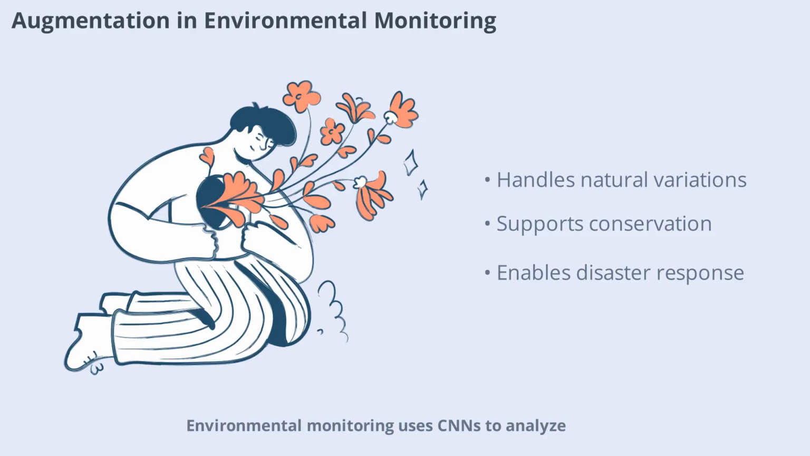Environmental monitoring uses CNNs to analyze images of natural scenes and detect changes. Data augmentation helps models handle variations in weather, lighting, and landscape, ensuring accurate monitoring and timely detection of environmental changes. This supports conservation and disaster response efforts.